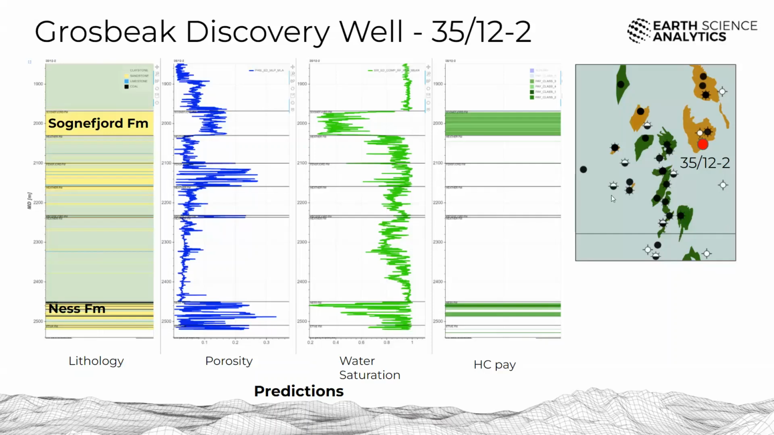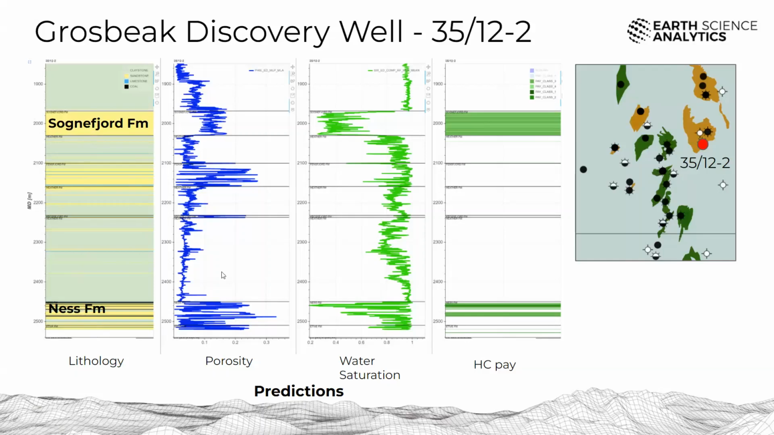The Grosbeak Discovery is an intra-Jurassic discovery in the Sandstones formation, in this location here. The discovery well is 3512-2. We are predicting sands in the Sandstones formation, and we're also predicting sands in the Ness formation. And this is what you find in this well here.